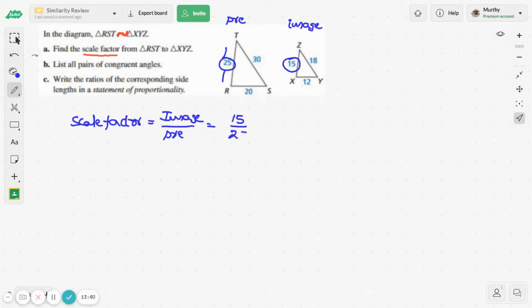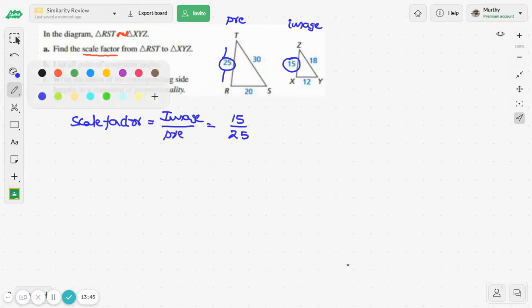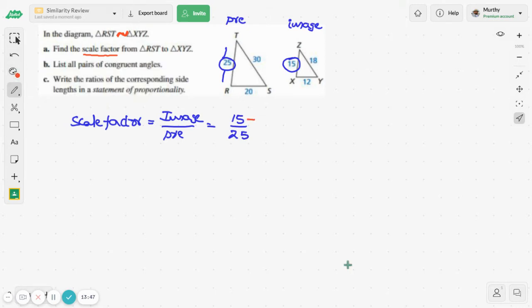Oops, I'm sorry. Here I see that the numerator and denominator are both divisible. Both are divisible by what number? You can think, can I divide by 2? No. Can I divide by 3? No. 4? No. 5? Yes. So if I divide by 5, then 15 divided by 5 gives me 3, and 25 divided by 5 gives me 5. So that's the scale factor.